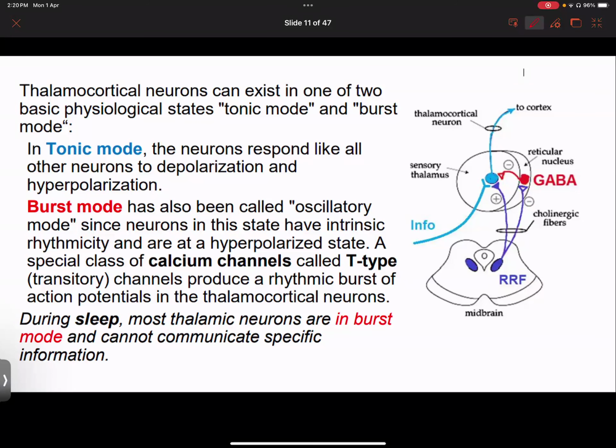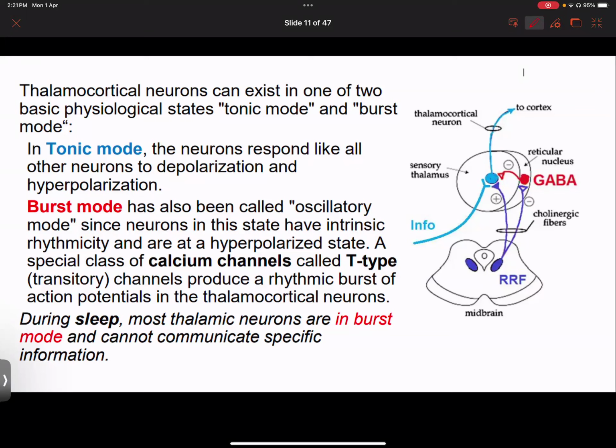It's important to know that thalamocortical neurons, so the neurons that go out of the thalamus into the cortex, can exist in two kinds of physiological states. They're either in the tonic mode or in the burst mode. Tonic mode is basically the normal, the basic. So it's like any other neuron. Tamam. If we have a signal, it depolarizes, and after the signal propagates, it's hyperpolarized and so on.